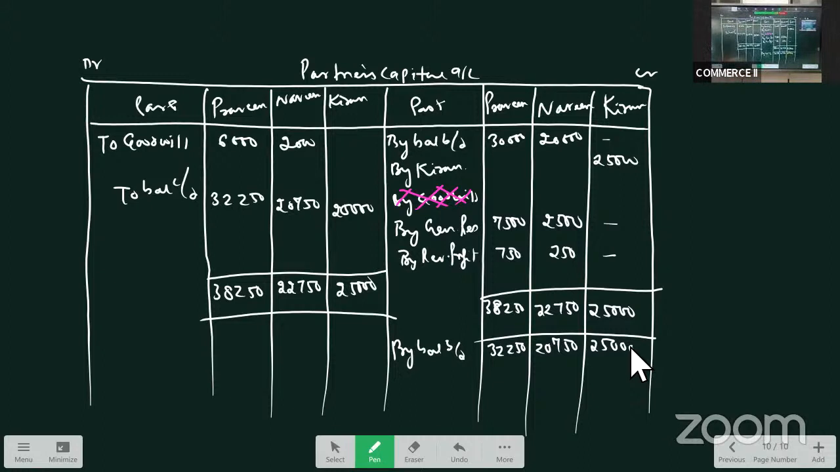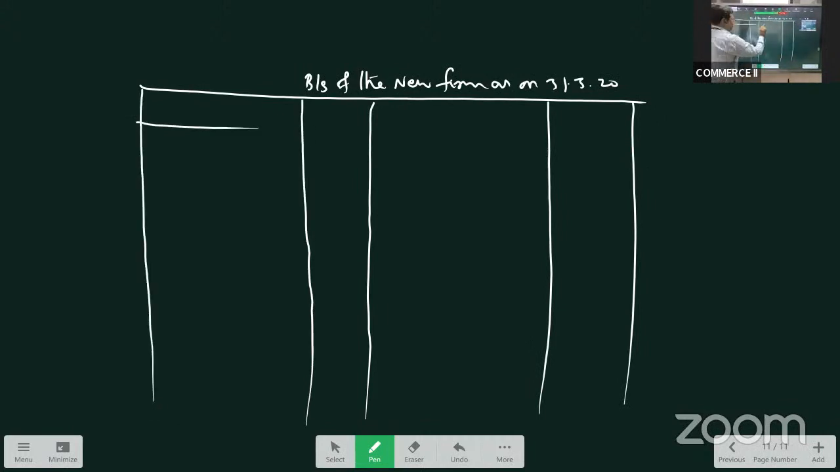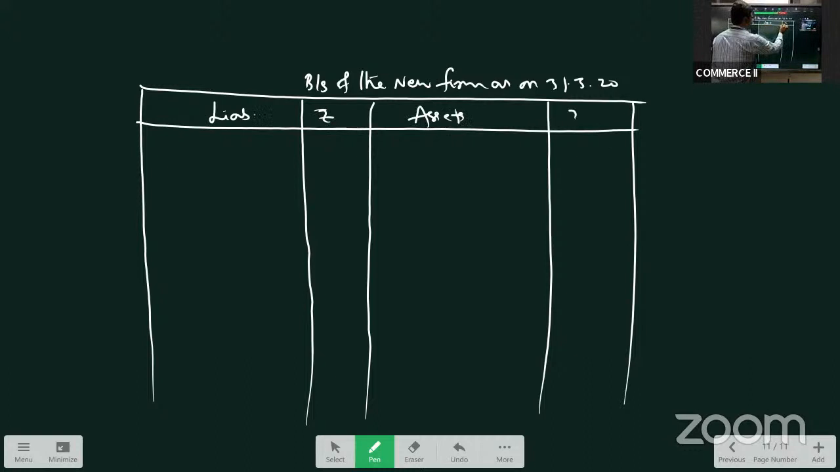So we are just one step behind. If we do the balance sheet, the complete solution is done. So let us take the balance sheet now. Balance sheet of the new firm as on 31st March. Liabilities, rupees, assets, rupees.